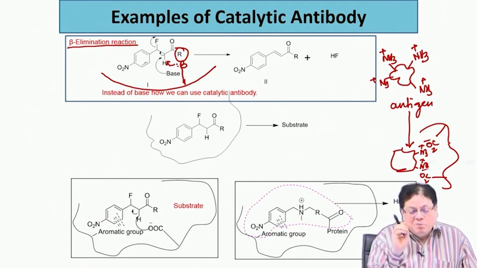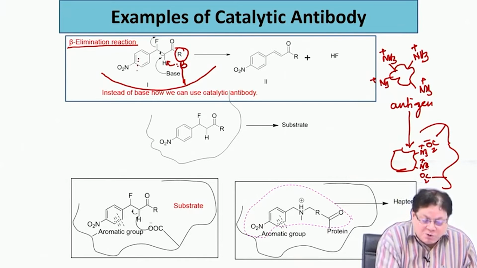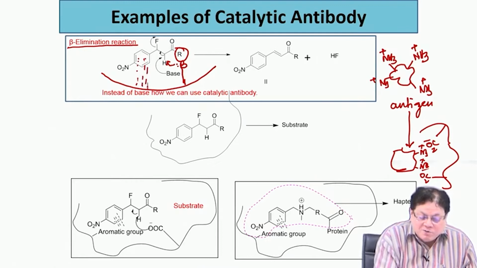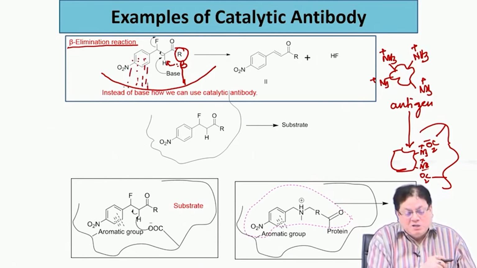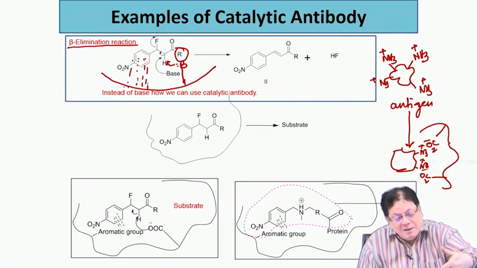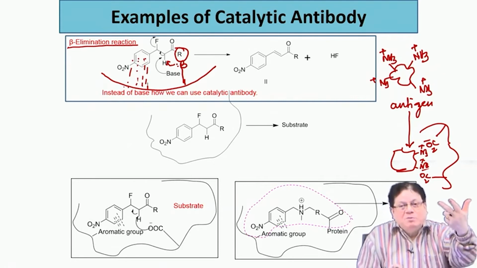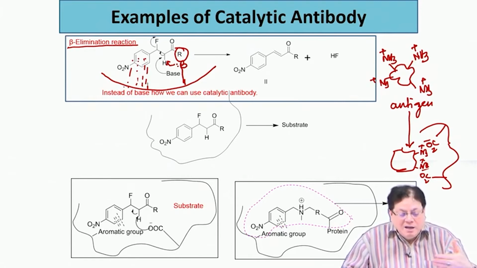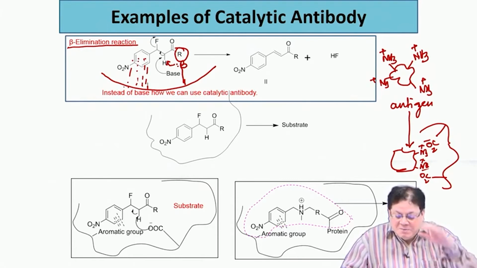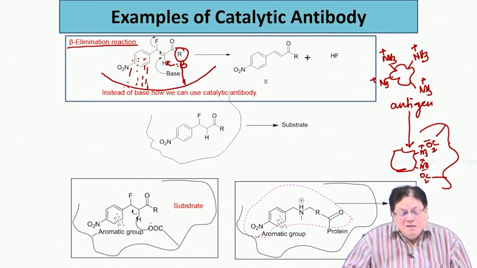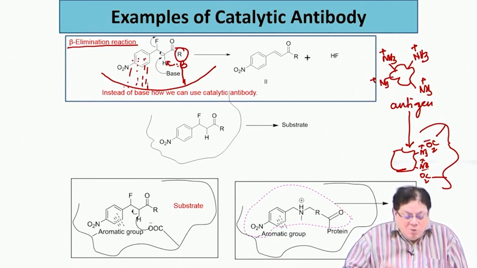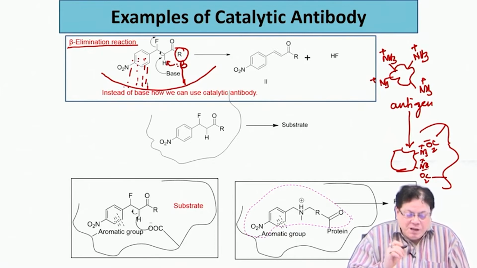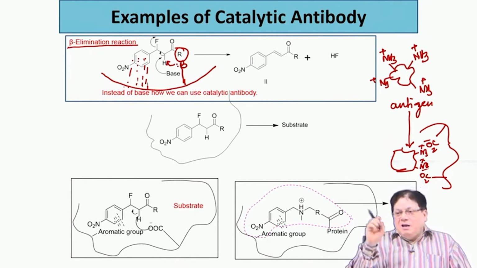If there is a basic group in proximity with the hydrogen, and if this molecule binds to this antibody, which is also very important, some binding parameter has to be there. So it binds, and the base is right in front of the hydrogen. Now the base will abstract the hydrogen and the elimination process will take place. That means when you design the hapten, you have to think: how can I generate a basic center at the catalytic site?